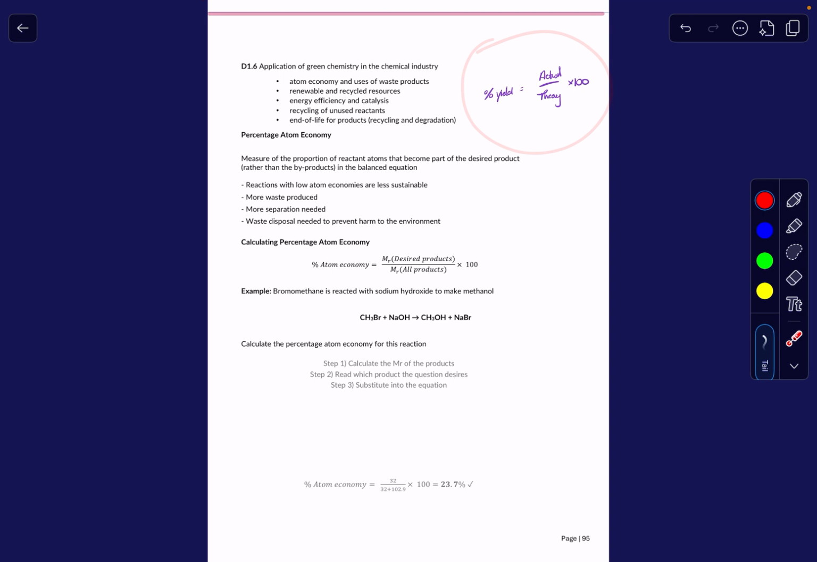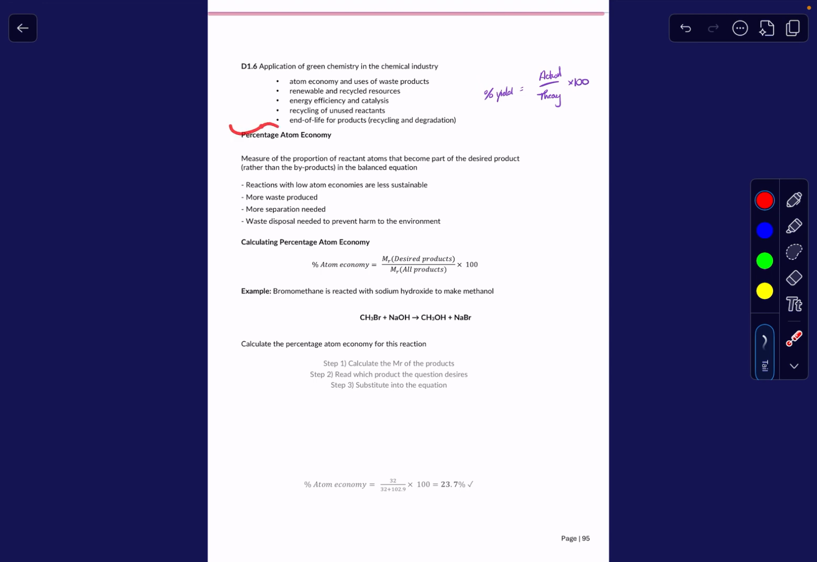So you can see our percentage yield, we did this right at the start of the course. If you go back a few weeks, you'll find your percentage yield, actual over theory times 100, if you remember that. But I put it there just to remind you that this is not the same thing. Percentage yield tells me about the success of the reaction. So if I did a practical, how much stuff did I actually make? So that's basically it. Did I make the stuff?